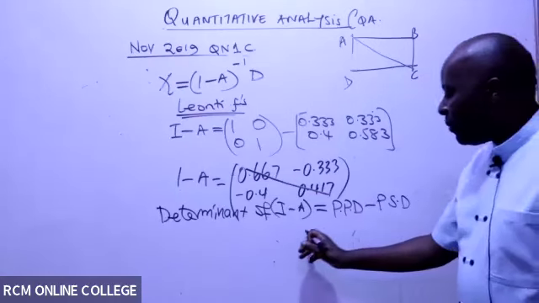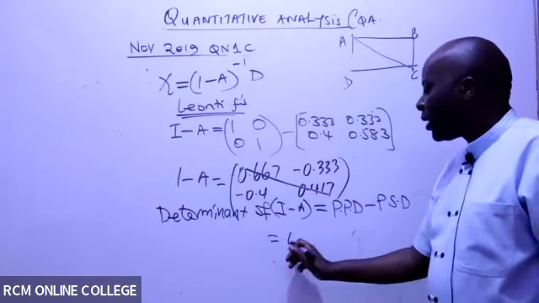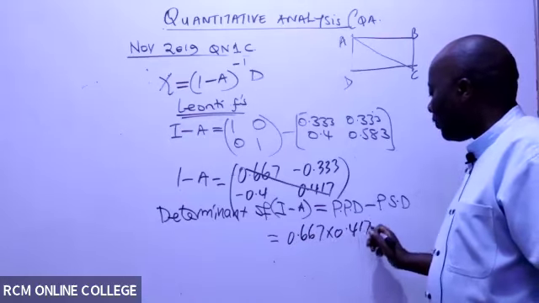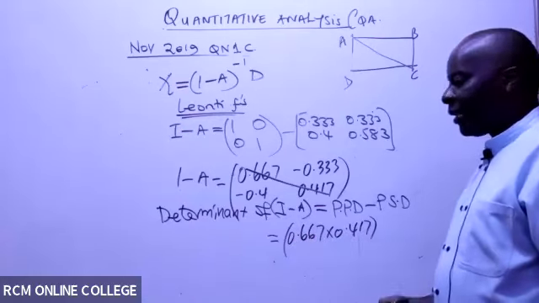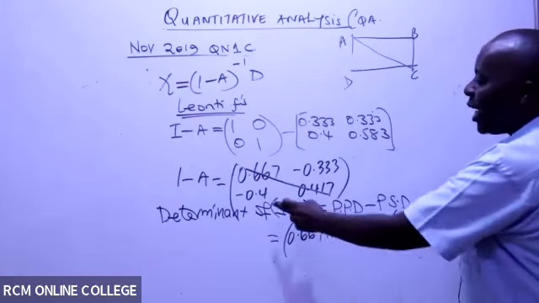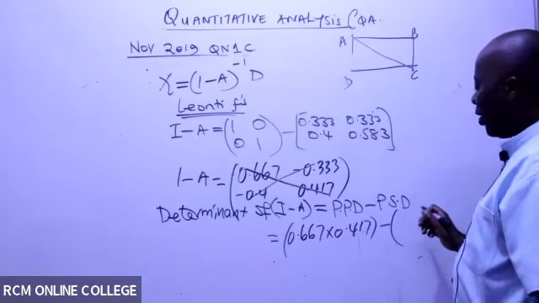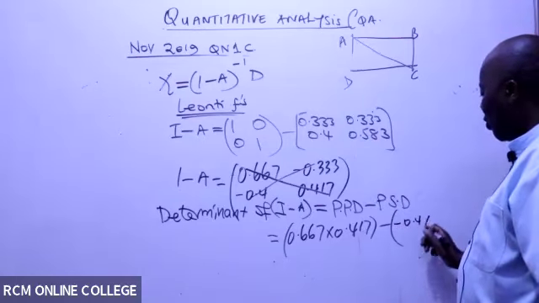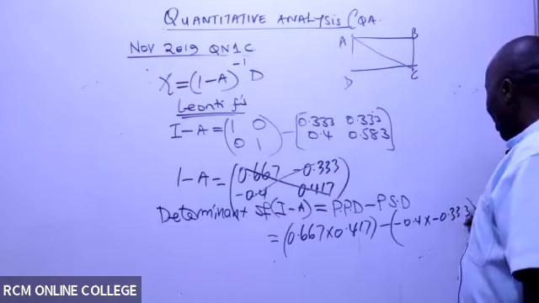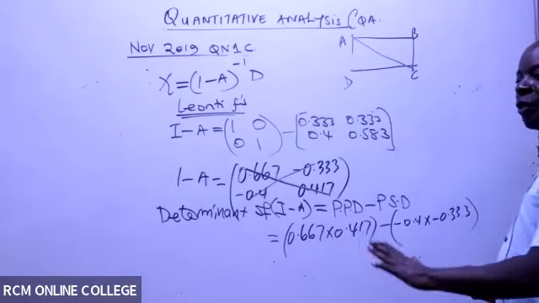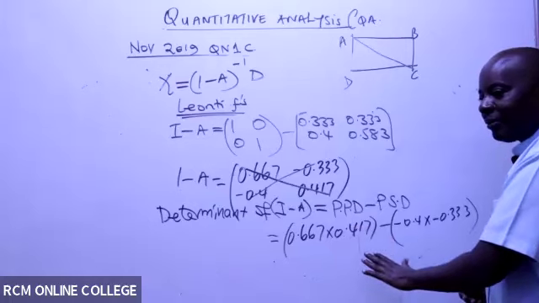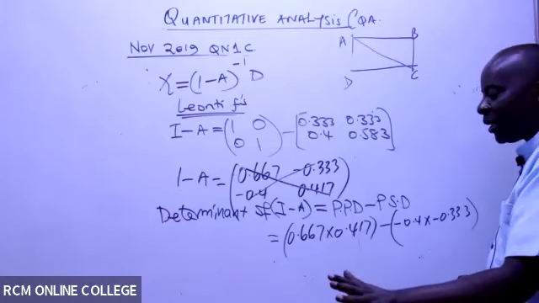So you'll be able to come here and give us 0.667 times 0.417. You put brackets like that, this minus another bracket. So from there we have this as our secondary now. So our secondary will be minus 0.4 times minus 0.333. So use your calculator, just one touch.